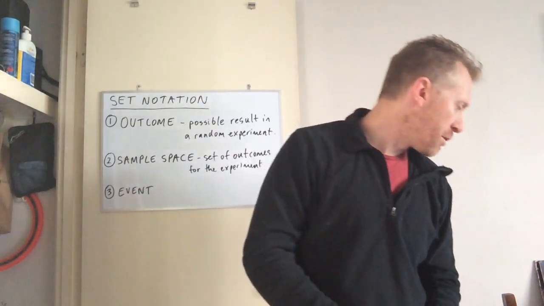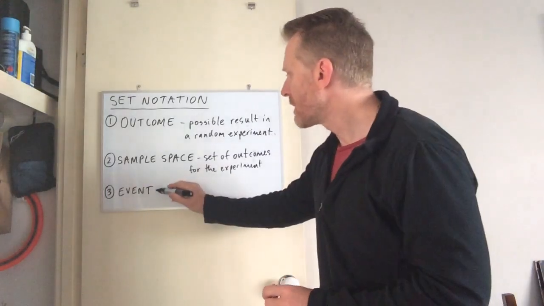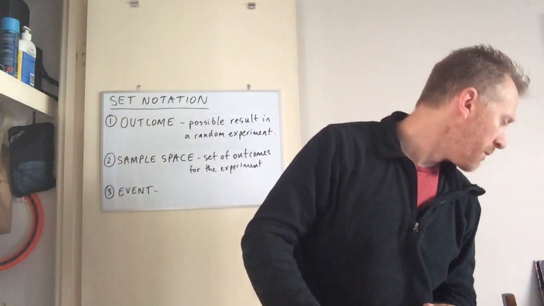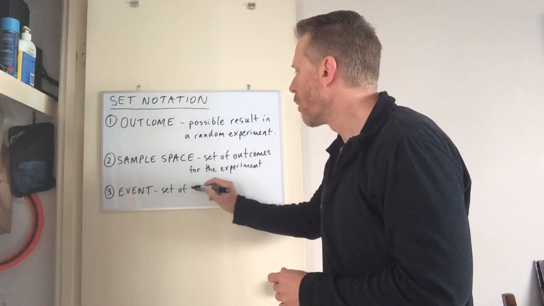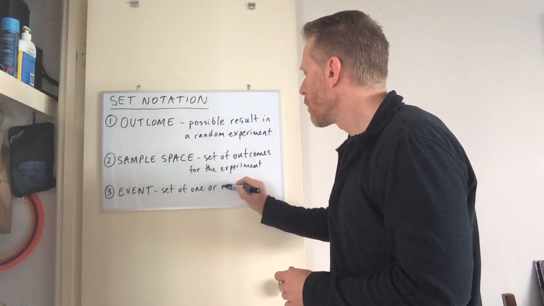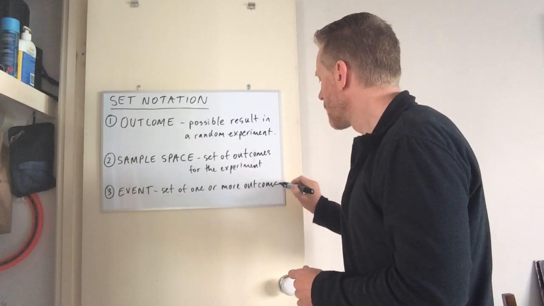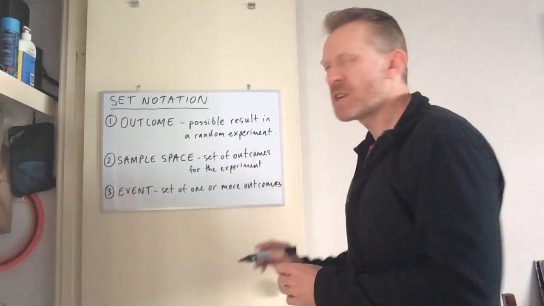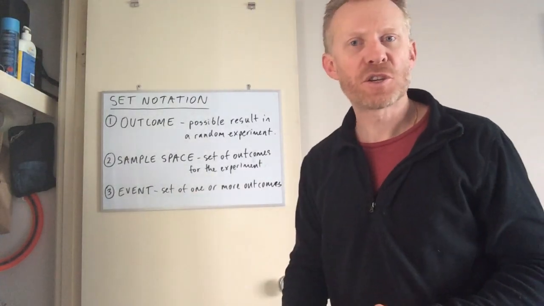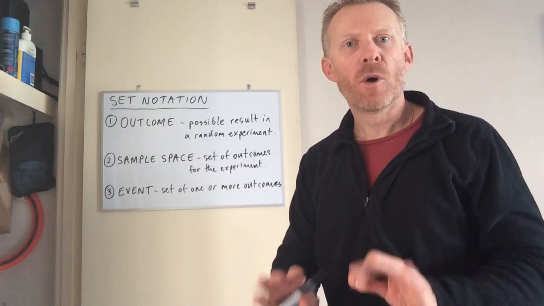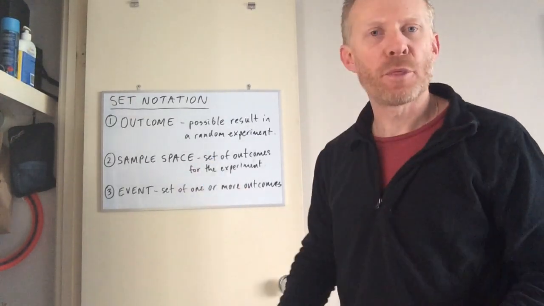And then we've got this third term, an event, and an event is the word that I'm looking for is a set of one or more outcomes. To give you an idea about, that looks a little bit just like a definition that I might be trying to just sneakily stick in there and hope that you copy it down but don't think about it too much.